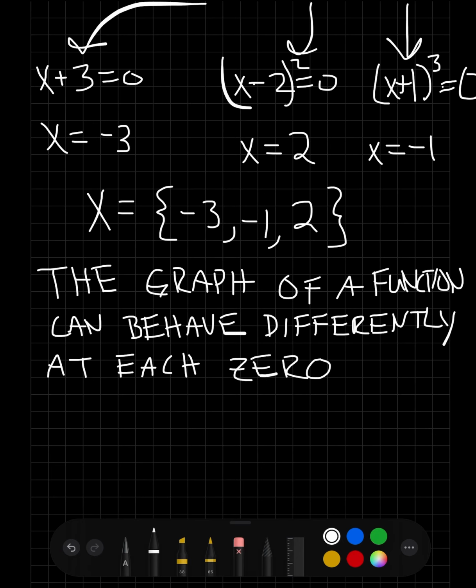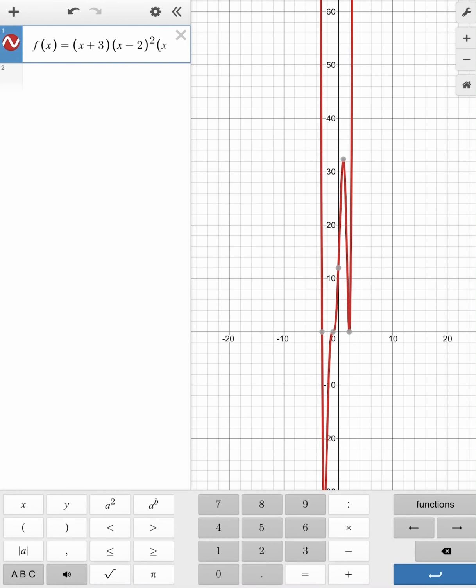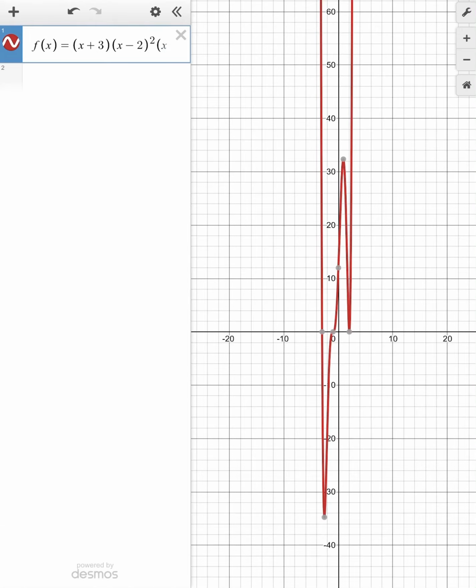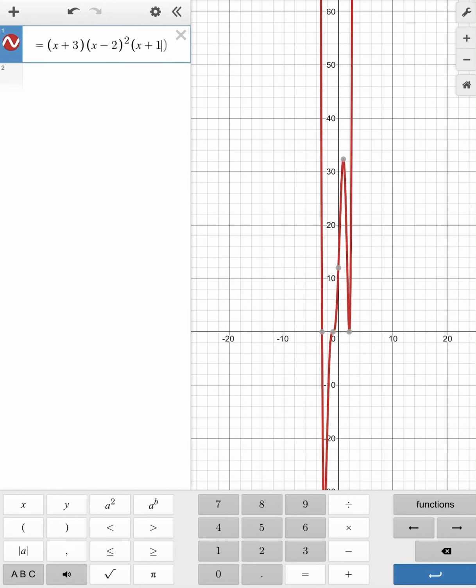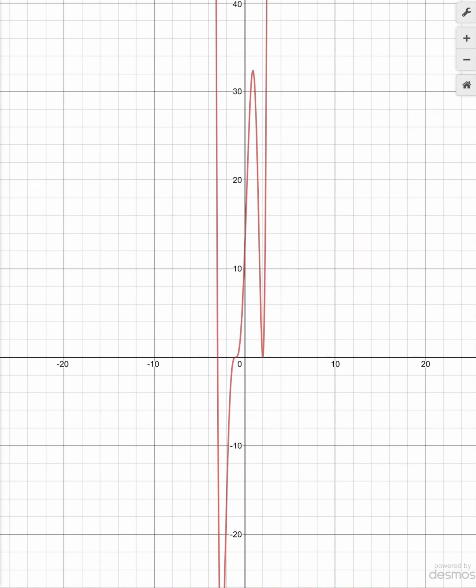So what I'm going to do is go over to the graph on Desmos, and we're going to look at each of these zeros and the behavior of the graph, and that's going to help us understand a little bit more about what a multiplicity can be. So here's our graph. I'll show you the equation. We have x plus 3 times x minus 2 quantity squared times x plus 1 cubed. And we can see that we have the x-intercepts exactly where we would expect them to be. This is where our zeros are on the function. But something slightly different is happening at each one.